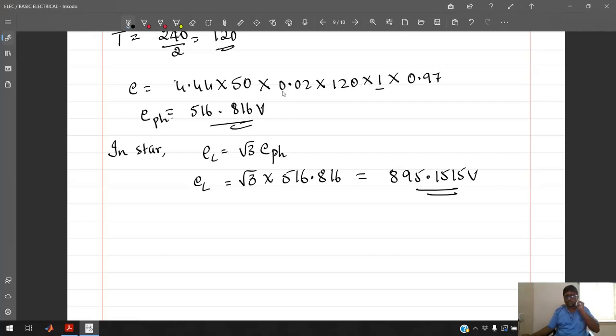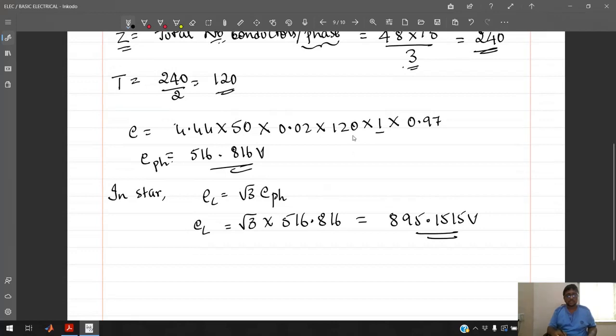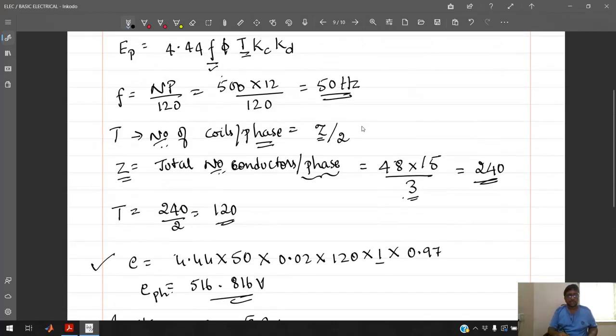So this is how you solve the alternator problem using the formulas. So which are the formulas? One is E is equal to 4.44 f φ T Kc Kd, and to calculate the frequency f is equal to NP by 120, and then you need to calculate T is equal to Z by 2. Z you need to calculate per phase, so it is the number of slots into number of conductors per slot divided by the phases, so divided by 3 you need to calculate.